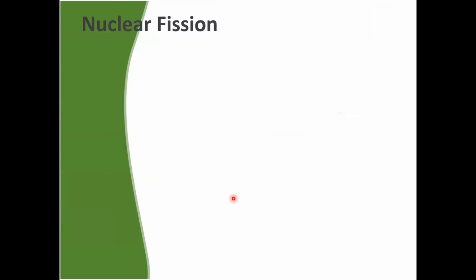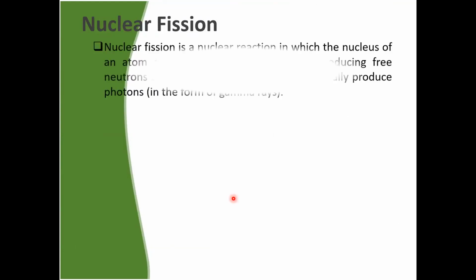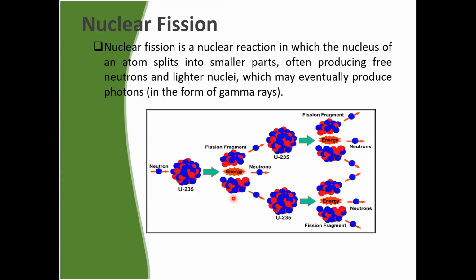Next we have nuclear fission. It is a nuclear reaction where the nucleus of the atom is split into smaller parts, producing free neutrons and lighter nuclei. As a result, it produces energy. They say that it's also non-renewable because of the limited supply of the nuclear fuel.